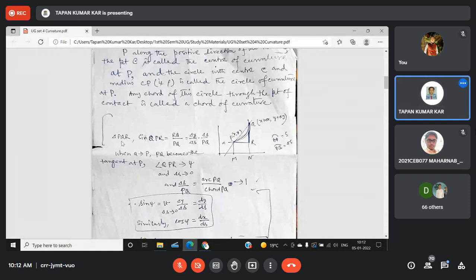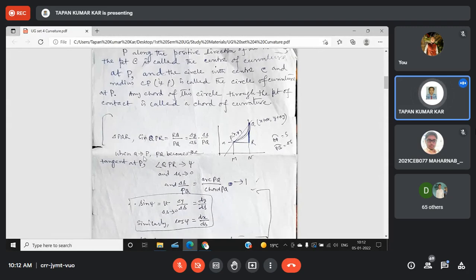Look at this. For the triangle PQR, sin QPR equals RQ by PQ, that is delta y by delta s by PQ, sin theta.